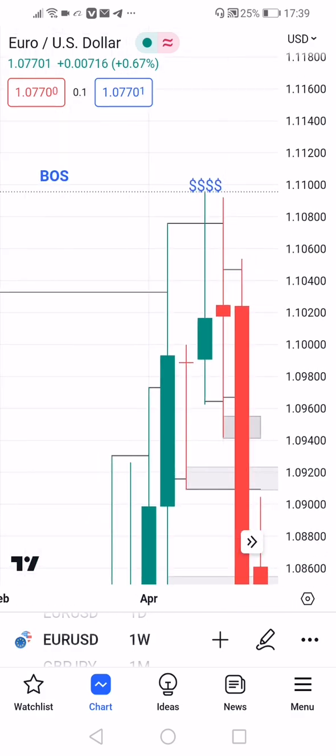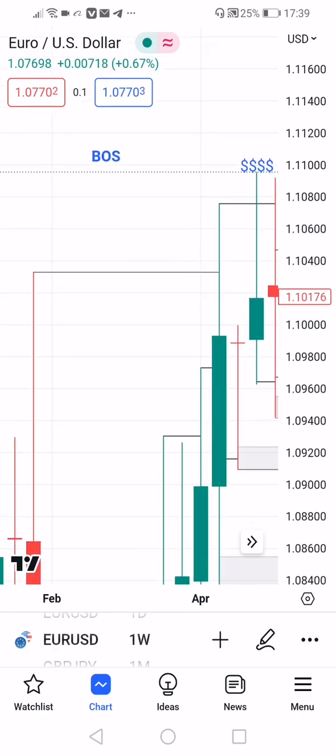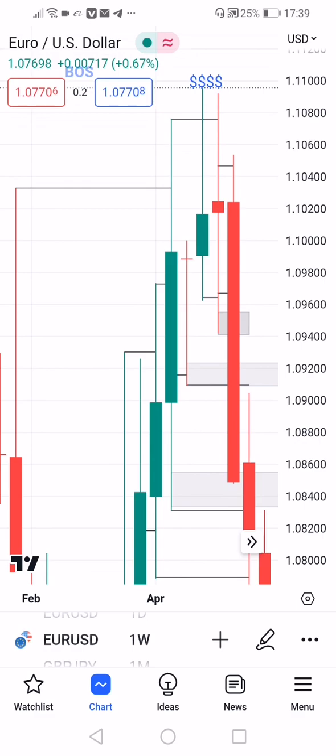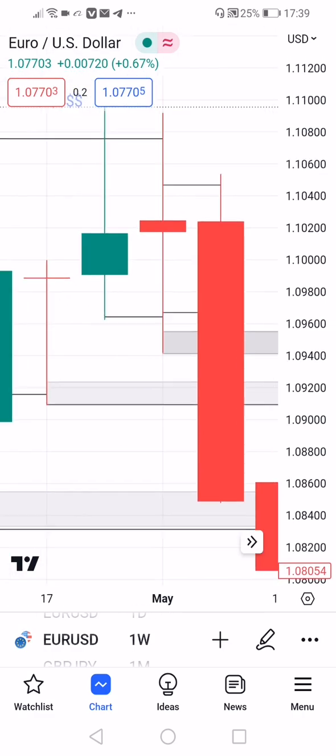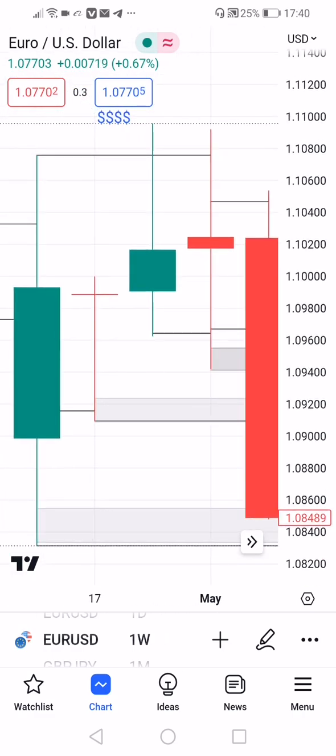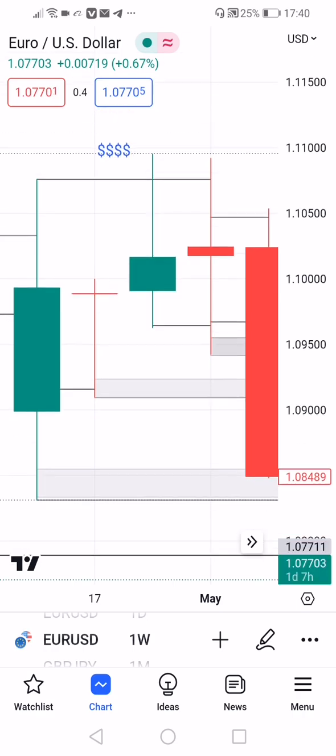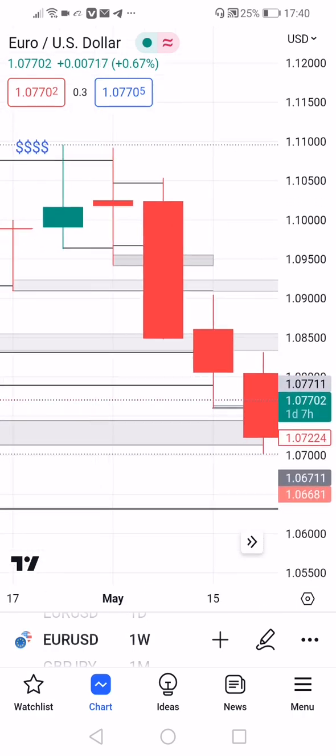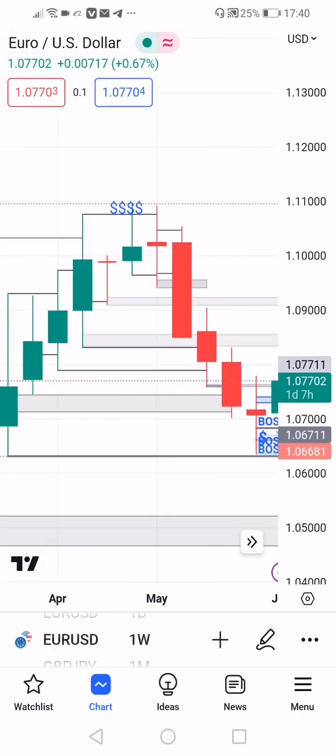I think you can see it broke structure to the upside, and you know what happens whenever the market breaks structure to the upside. We expect a retracement. Whenever price is going up and breaks structure to the upside, we expect a retracement. And this happened here some few weeks ago, and liquidity was cleared out. So this is when we started a downtrend, and I went on marking the zones.